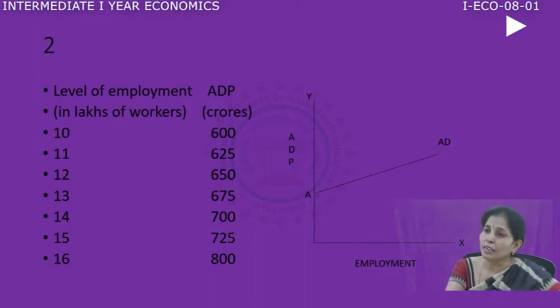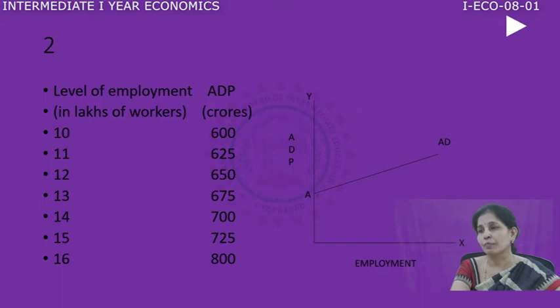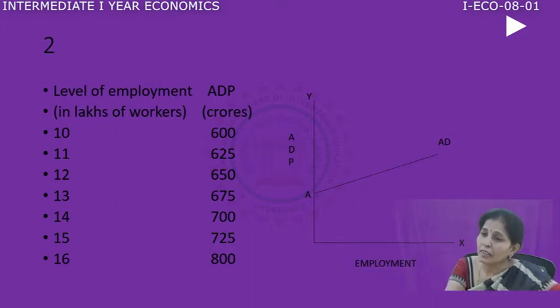Here we have a table that shows the level of employment, measured in lakhs of workers, and aggregate demand price, taken in crores. When the level of employment is 10 lakhs, the aggregate demand price, that is the expected expenditure, is 600 crores. If it is less than that, they have to increase production. As the level of employment increases, the aggregate demand price also increases. The same thing is shown in the graph, with employment on the x-axis and aggregate demand price on the y-axis. The curve goes upwards, indicating that as employment increases, the aggregate demand price also increases.